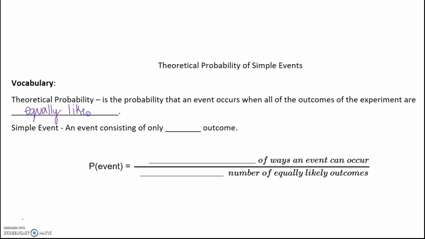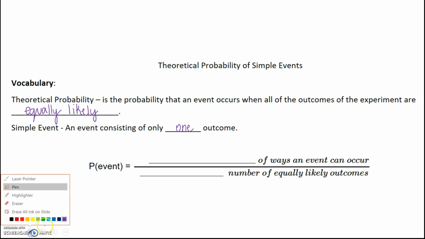Right? So it's equally likely that you get heads or tails, or it's equally likely that you roll a die and get a 1, 2, 3, 4, 5, or 6, okay? And so theoretical probability is what should happen, okay? And then a simple event is an event consisting of only one outcome, meaning we are either flipping a coin or rolling a die. We're not doing both things, okay?